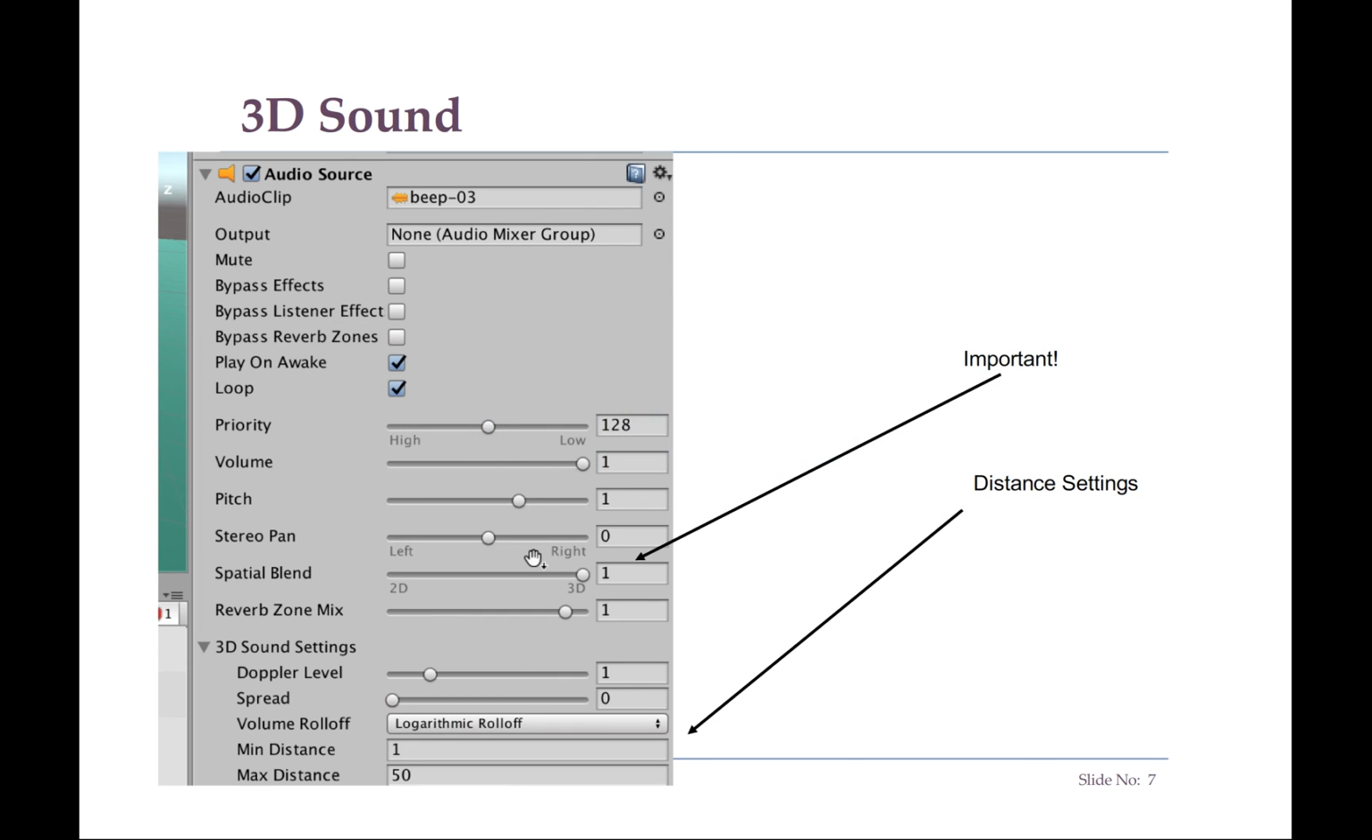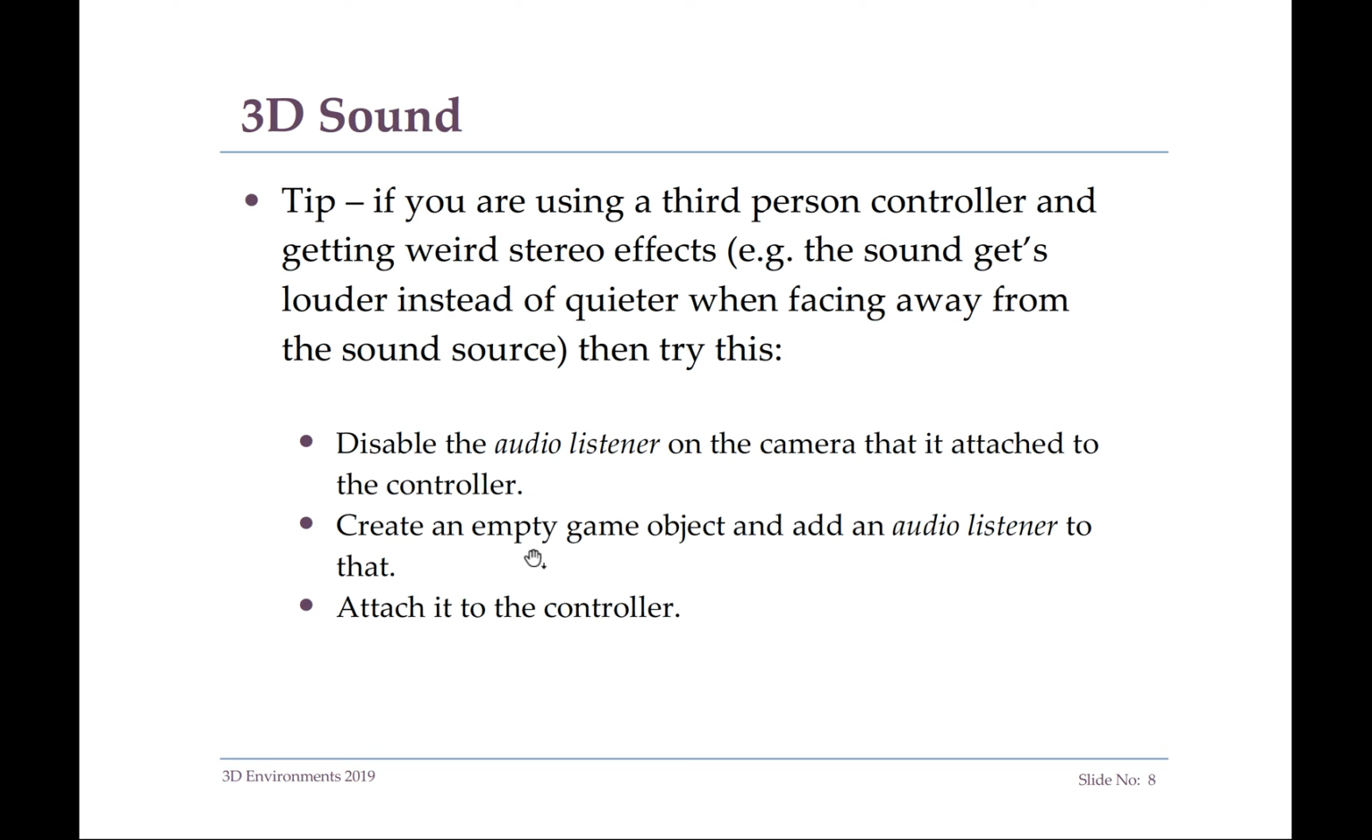Okay, back to my lecture slides. What have we got here? Oh yeah, finally, just a tip here. If you're using a third-person controller and getting weird stereo effects, i.e. the sound gets louder instead of quieter when facing away from the sound, then do this. Disable the audio listener on the camera, create an empty game object, add an audio listener to that, and then attach that to the controller. This is some kind of bug, may not even be relevant in the current version of Unity.